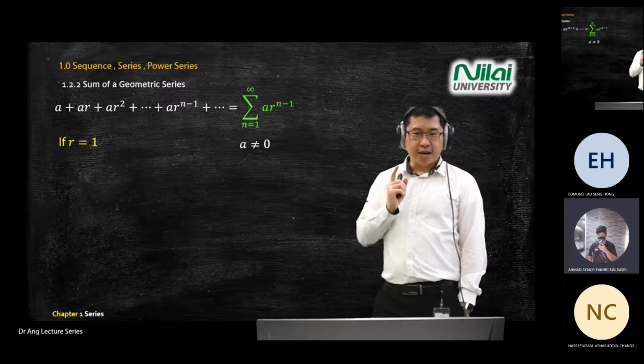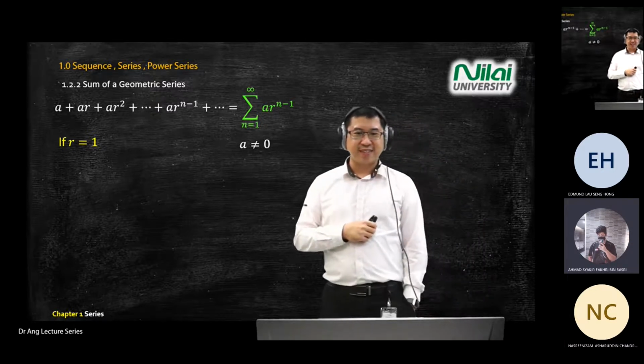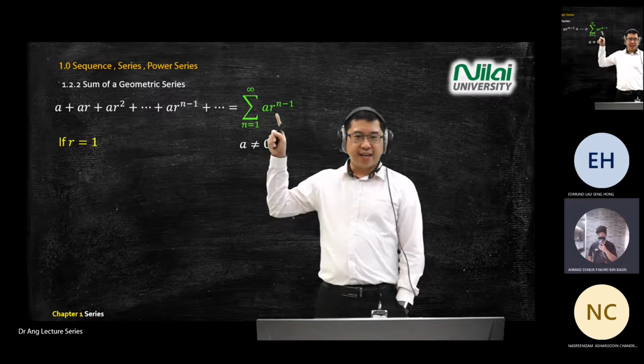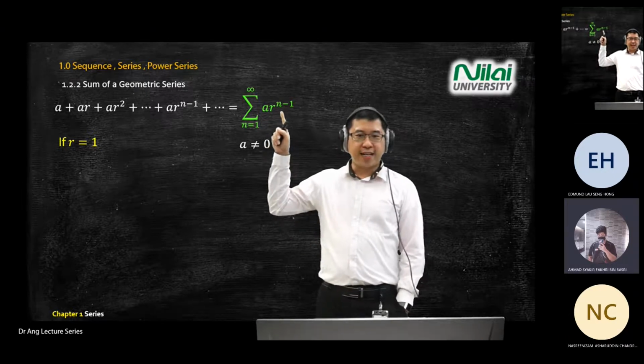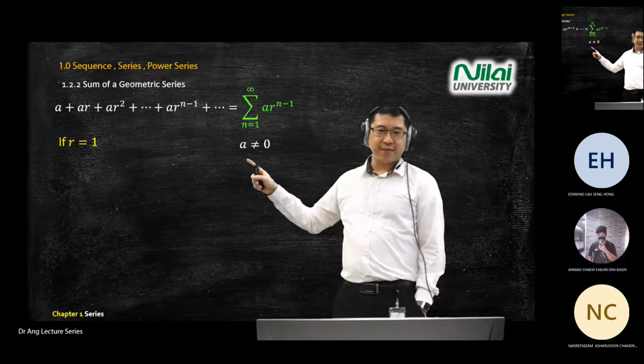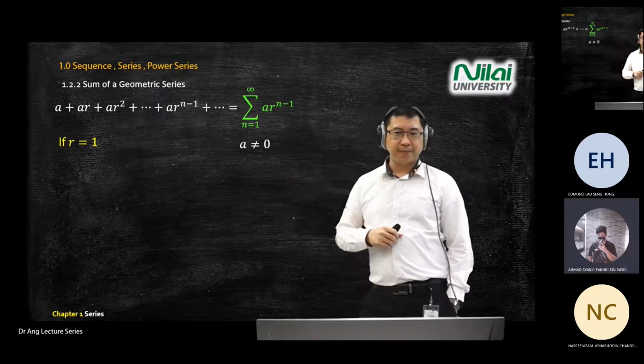You always get a 1, right? Do you agree? If your R is 1, no matter how you change your n, you will always get 1 in this formula.